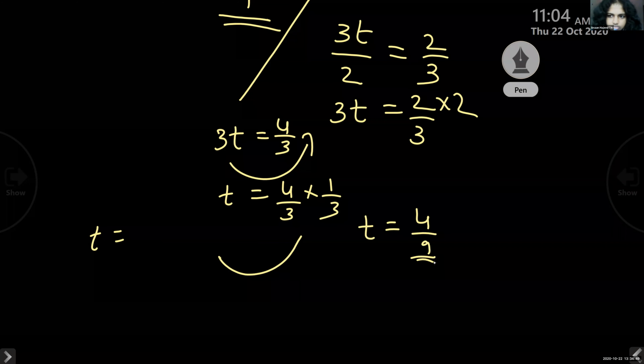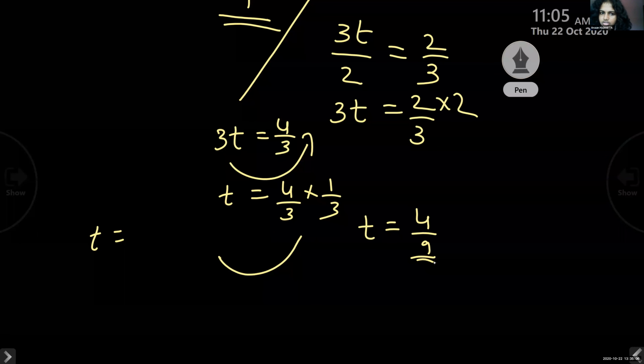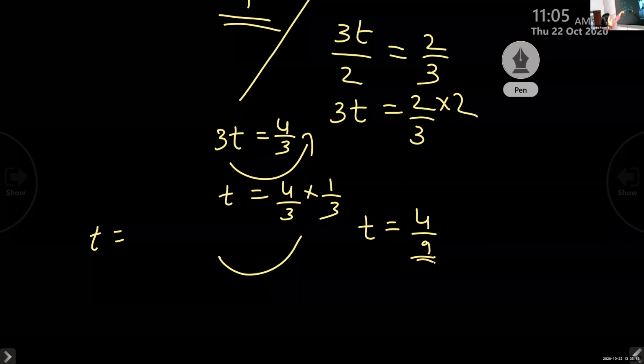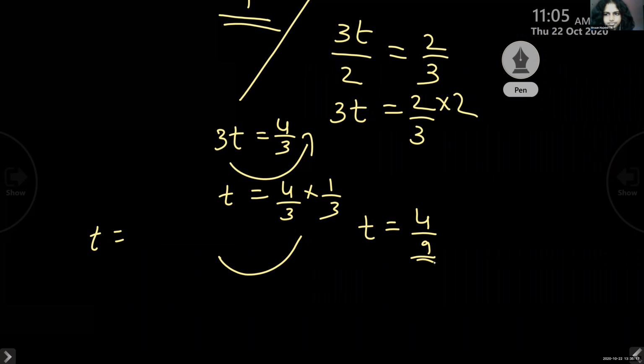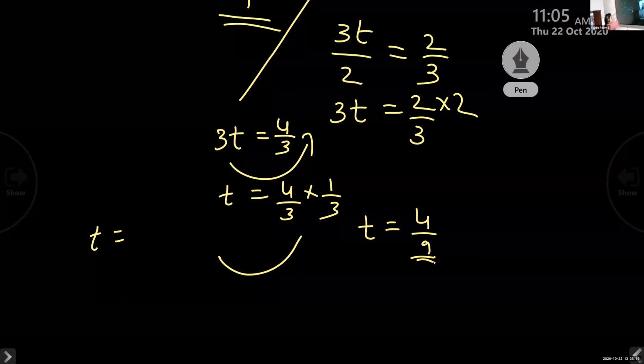Reciprocal. Multiply by 1 by 3. She's saying that why are we not writing it as reciprocal. Ma'am, because it was 3t, right? So we should take division, right? Correct. Division, we took division. Divide by 3. Divide by 3 means what? Multiply by 1 by 3. Yes, ma'am.